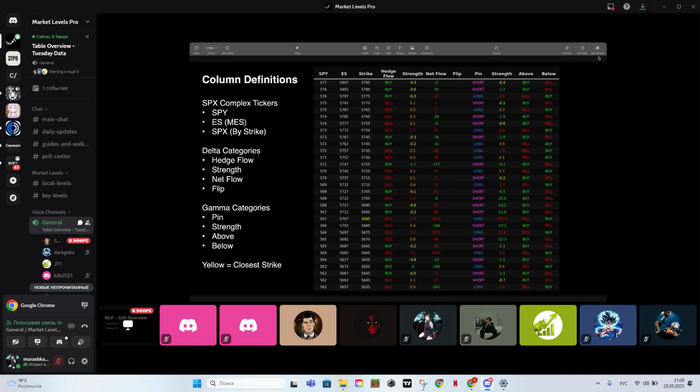Moving forward, it's going to get into the gamma categories. Pin is really just the direction of the GEX. When we originally put gamma on here, it was just pin and it was just strength. We didn't have above and below columns over there. I'll talk about what those mean in a minute. But pin for us is just to tell you, is it long GEX or is it short GEX?